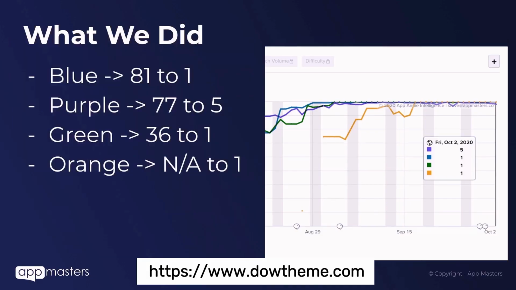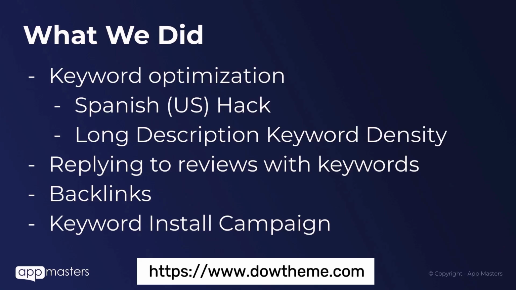All right, here's a brief summary. The blue keyword went from 81 to 1, the purple keyword went from 77 to 5, and the green keyword went from 36 to 1, and more importantly, like I mentioned, the orange keyword went from not ranking at all to #1. So what did we do? All right, here's all the things we did, okay?